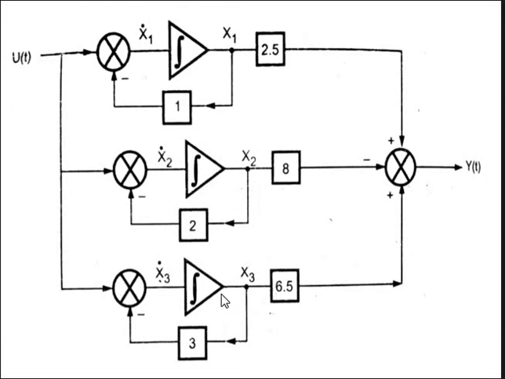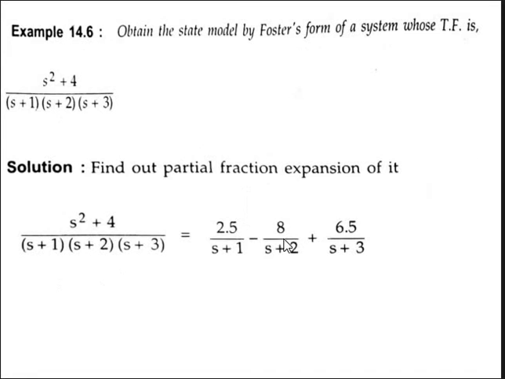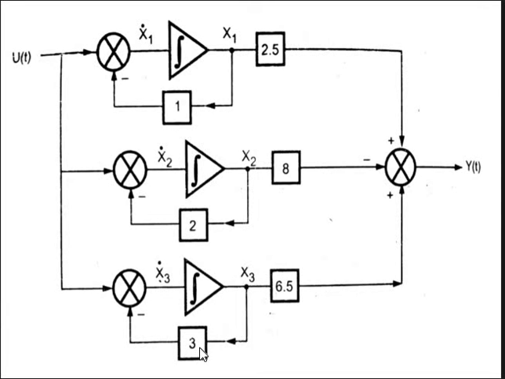Next, the third part. The function is 6.5 divided by s plus 3. How can you write 6.5 divided into 1 by s plus 3? Here the feedback block value is 3 and the series is multiplied with 6.5, so the feedback block is filled with 3, and this function is multiplied with 6.5. So this is the parallel programming diagram.